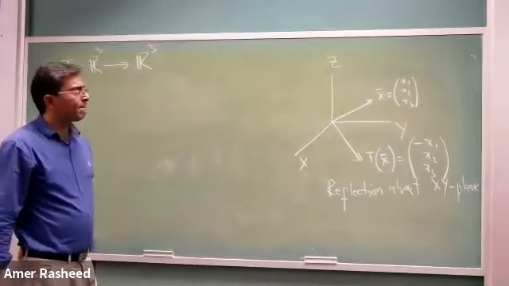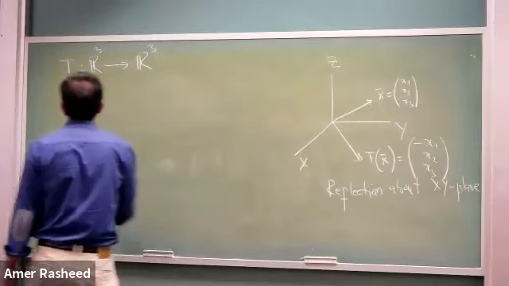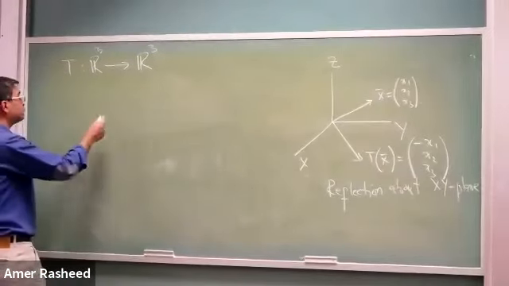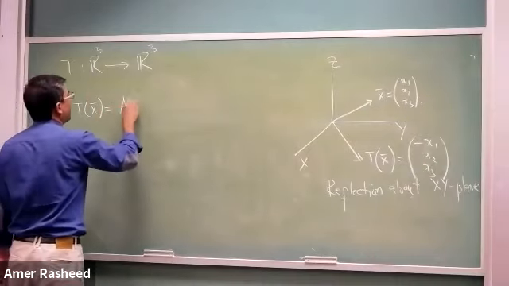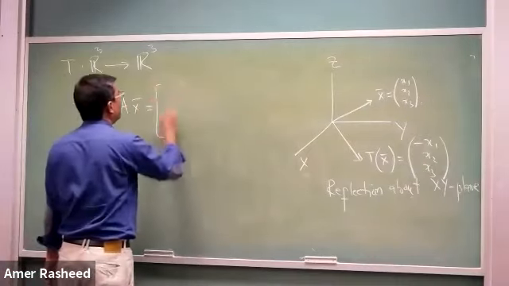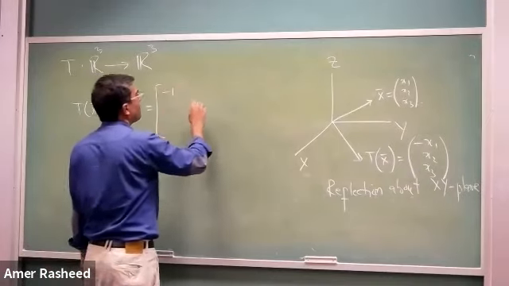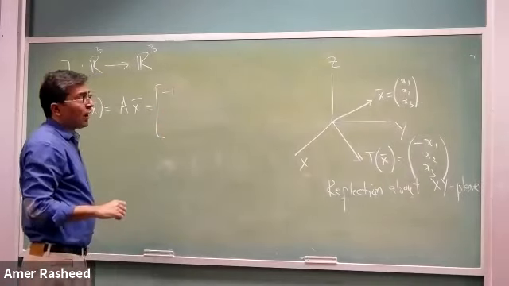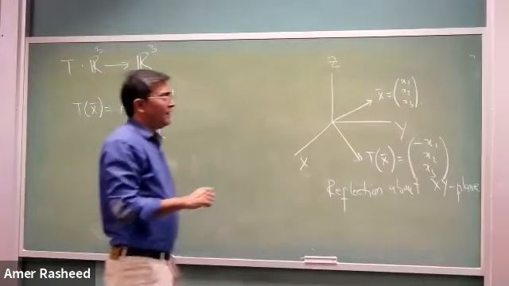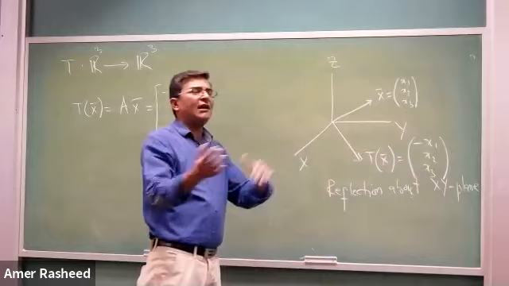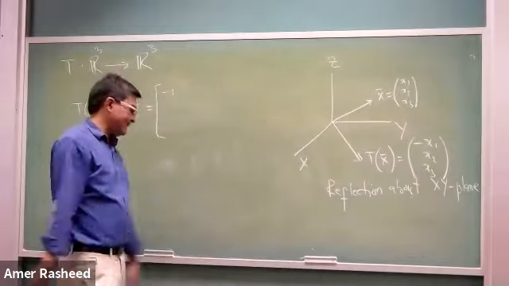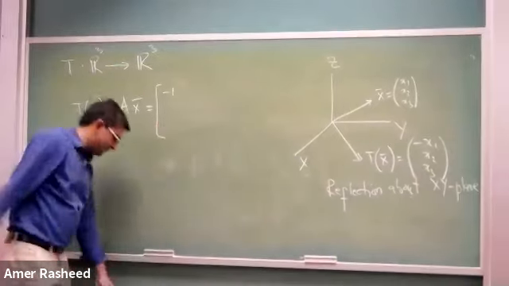ये होगा ना? And your standard matrix would be what? T of x will be defined as A times x, and your A will be what? -1, xy plane. Remember, xy plane में क्या चीज नेगेटिव होनी चाहिए कि वो xy plane को रिफ्लेक्ट करे? Am I writing correct?